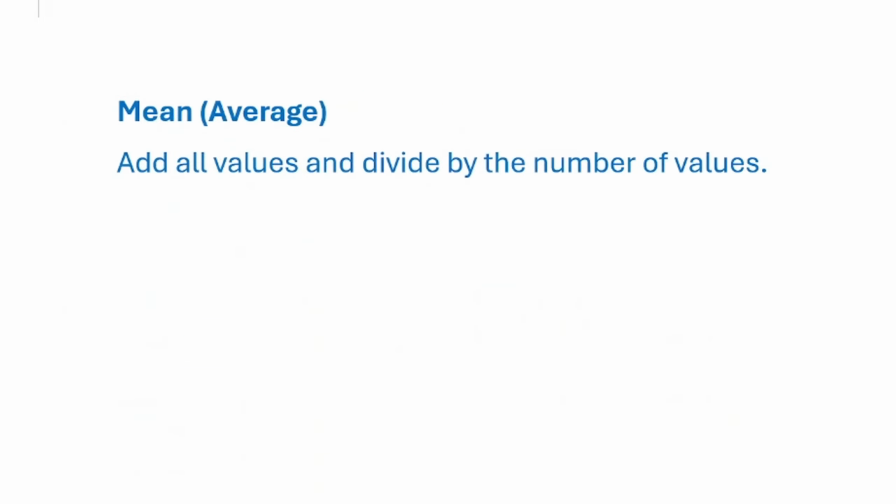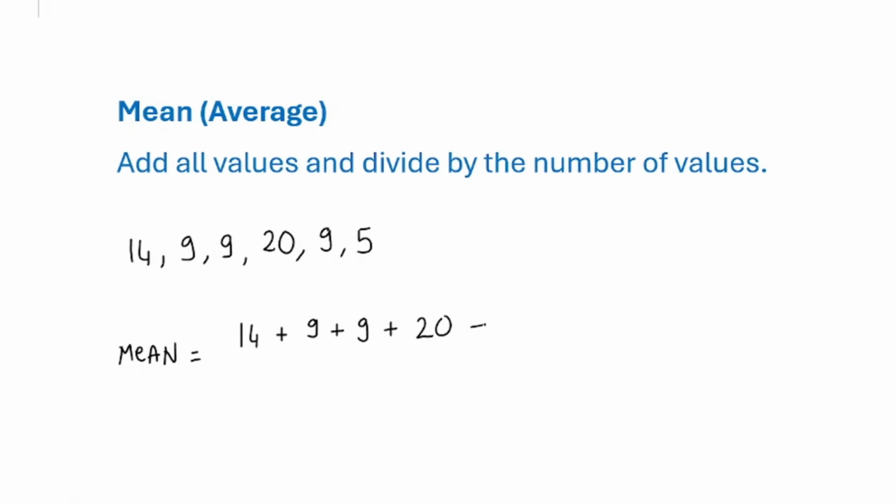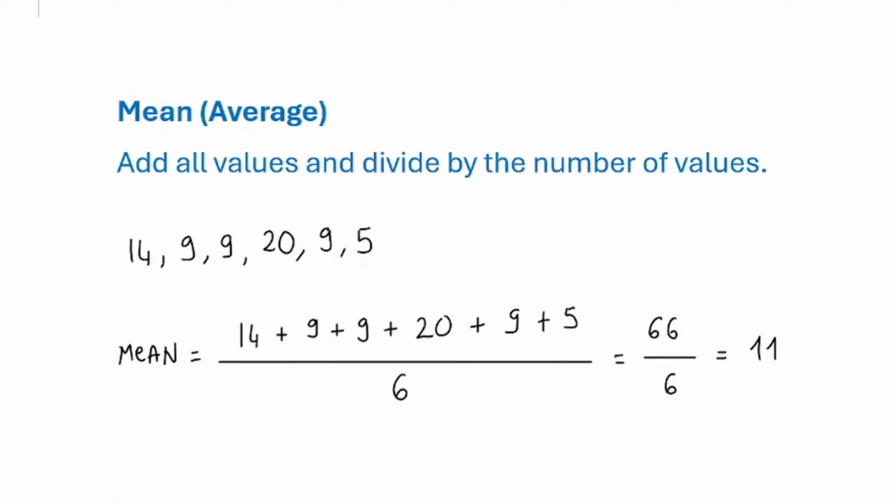Mean is simply the average. To find it, first we add all the values together, and then we divide by how many values we have. So let's look at an example. We have the values 14, 9, 9, 20, 9, 5. First, we add all the values together, and then we divide by how many values we have, which is 6. The sum of all the values is 66. 66 divided by 6 is 11. That is our mean.